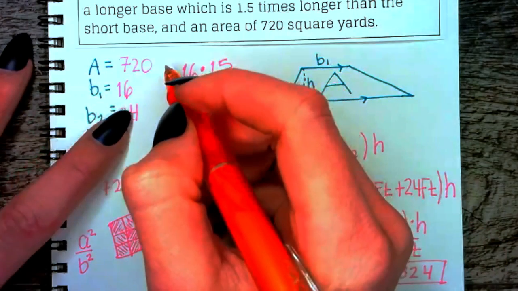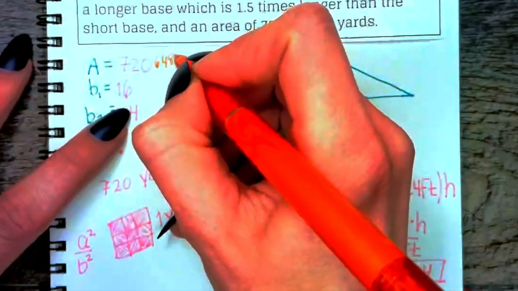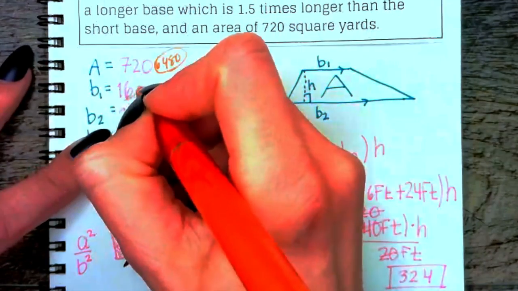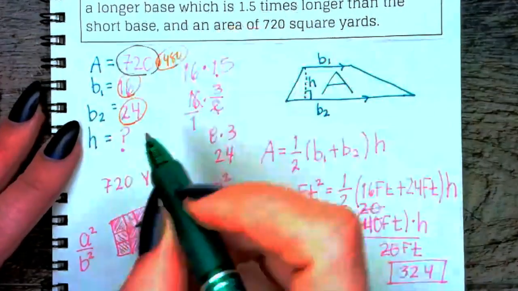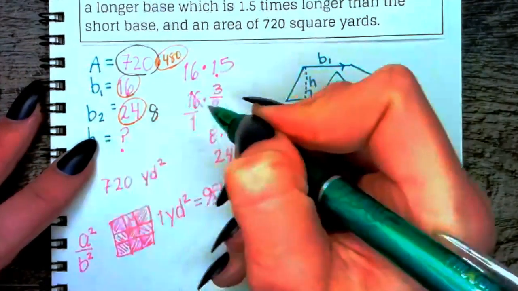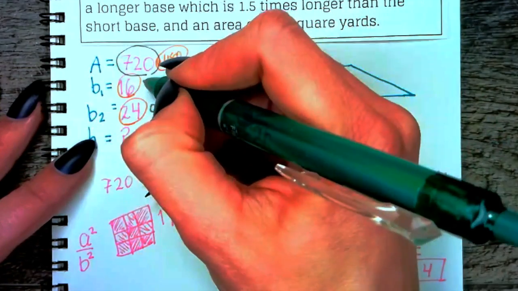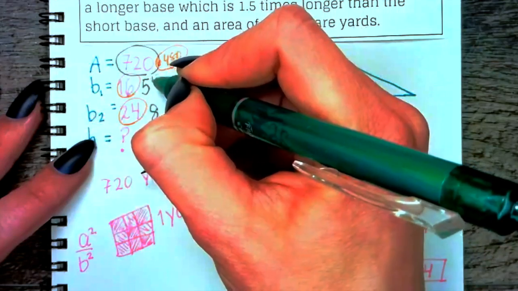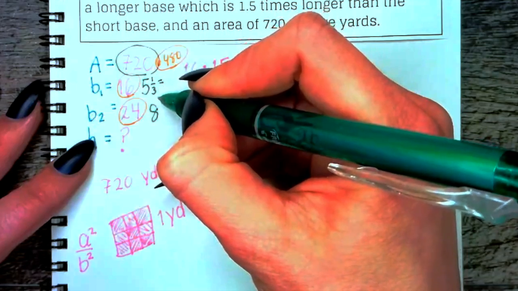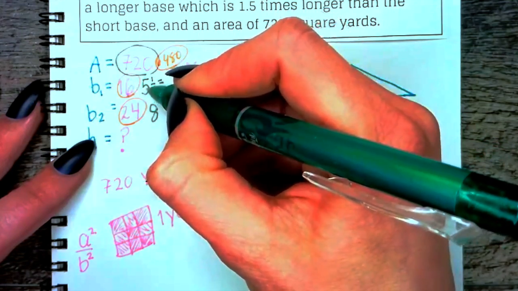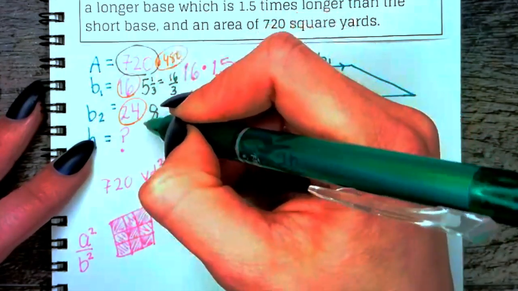What if we changed everything to yards? What numbers would we use instead? So when we changed everything into feet, we used 6,480, 16, and 24. If we were going to change everything into yards, how many yards is 24 feet? 8. There are 8 yards in 24 feet. How many yards are in 16 feet? 15 feet would be 5 yards, and now we have 1 extra foot. We don't want to use 5 1/3, so we're going to change this into an improper fraction. 5 1/3 would become 16 thirds. So now I have these 3 measurements in yards.